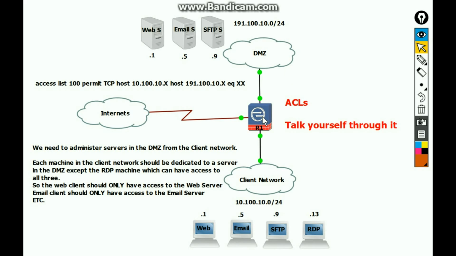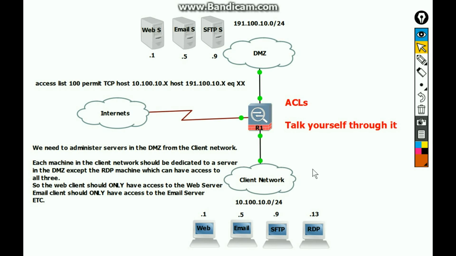We got our firewall right here. We have our DMZ where people from the internet can access our public servers. And then, of course, on the other side of our firewall, we have our client network where all of our clients are working, and also our management machines are here as well. So let's see what our scenario is and our goal is. We need to administer servers in the DMZ from the client network.